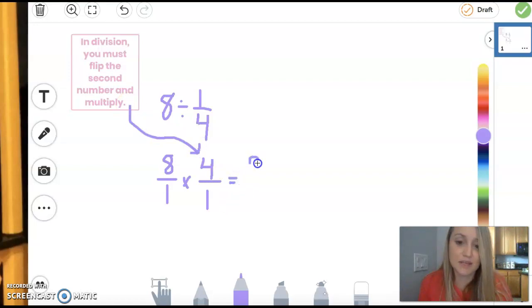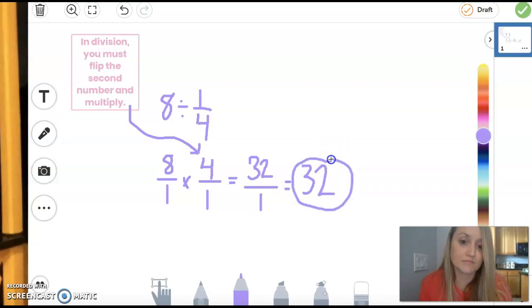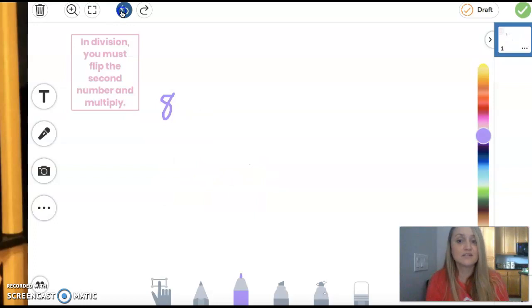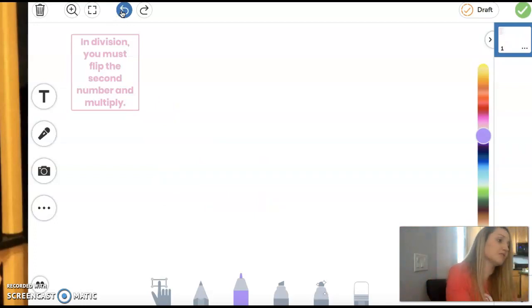So our answer would be 32 over 1, or 32. Okay. So the big thing there, again, is flipping that second number and multiplying. All right, so I just did a couple of examples on 276. I'm going to do a couple more on this worksheet here.